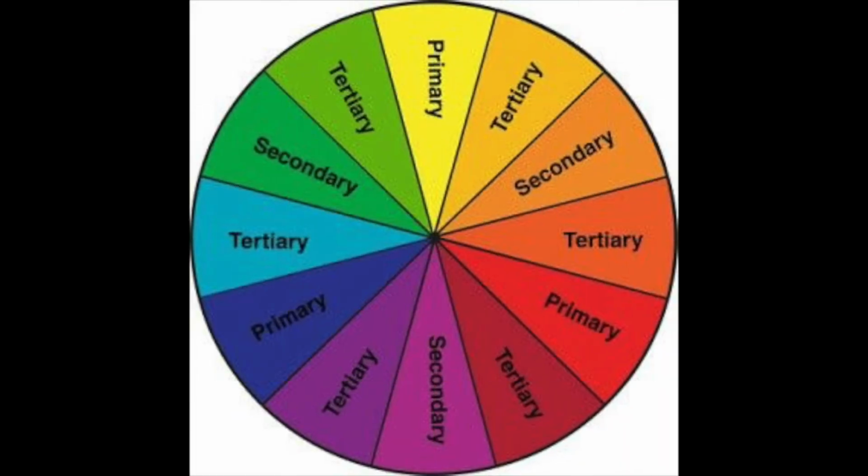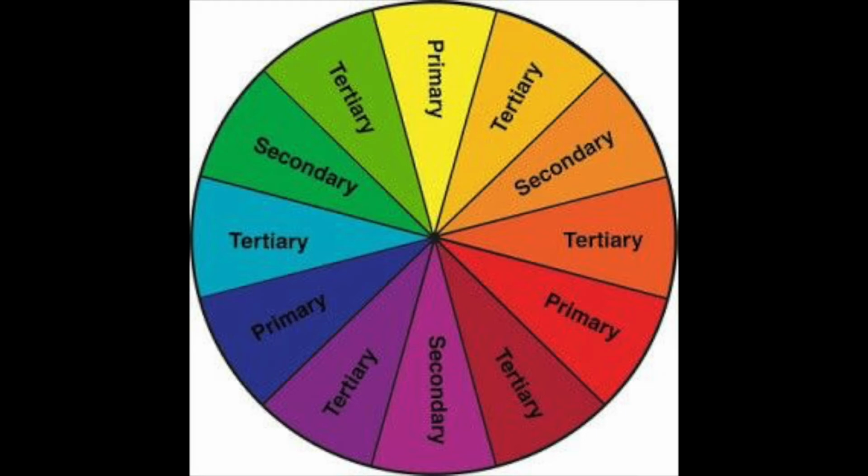Now let's talk about secondary colors. Secondary colors are colors that come from the mixture of two primary colors. For example, if you mix the primary of yellow and red, you will get the secondary of orange. If you mix the primary of yellow and blue, you will get the secondary of green. If you mix the primaries blue and red, you will get the secondary violet or purple, like some people call it.